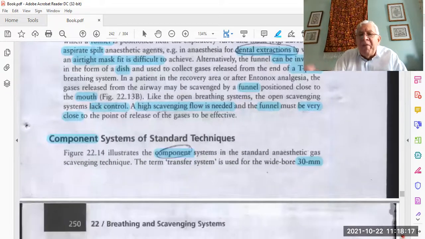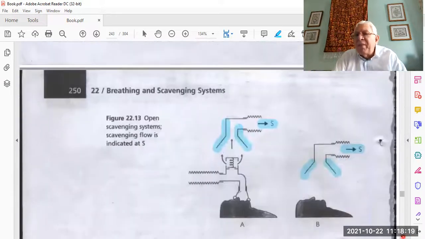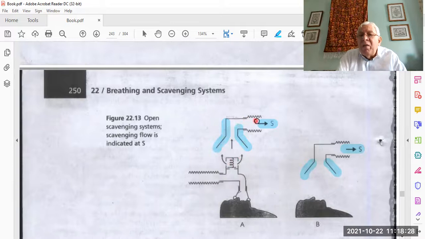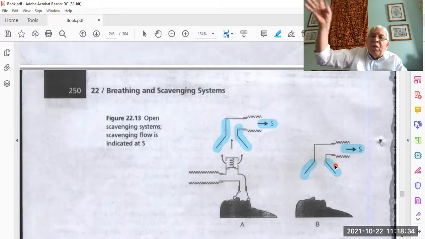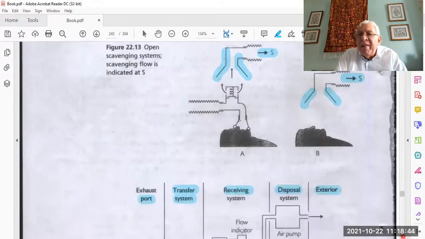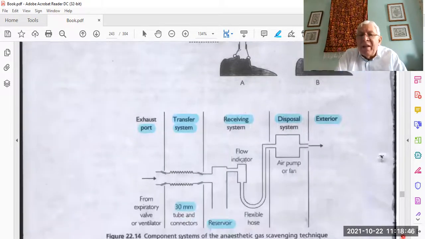I'm going to give you some figures of the passive. This is the passive way in which you have a suction, as we see from above, and a mask is applied on the expiratory valve to suck the exhaust outwards, to outside of the theater. You see, this is through the expiratory valve, and this is also through the open system. We call it also the open system, Scandinavian system.